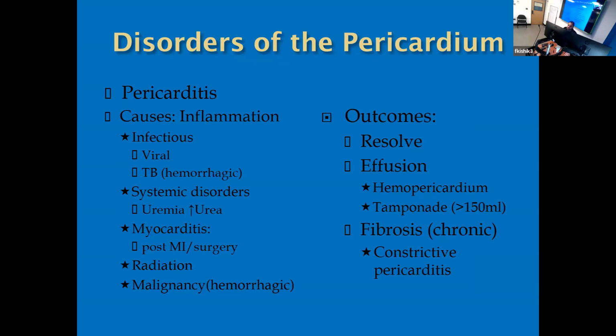Disorders of the pericardium. So you can have pericarditis, which can be caused by inflammation. It can be viral, infectious, autoimmune, like rheumatoid. It could be from renal impairment as well. There's uremia that can do it. That could be after an MI.